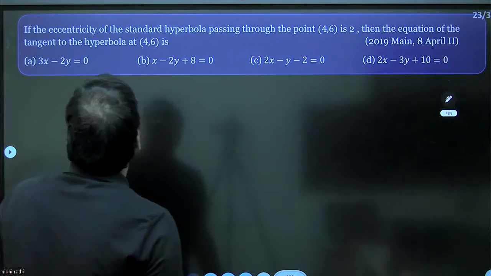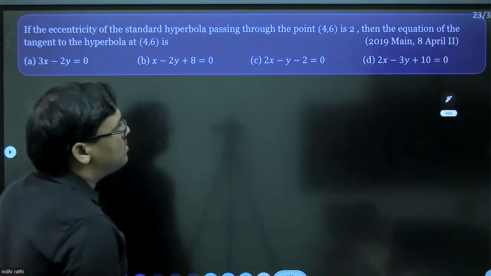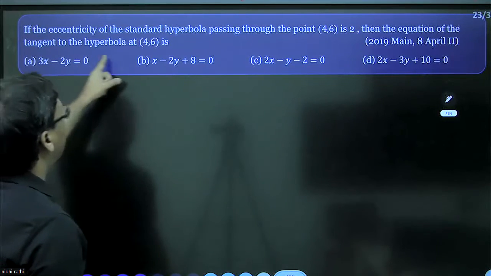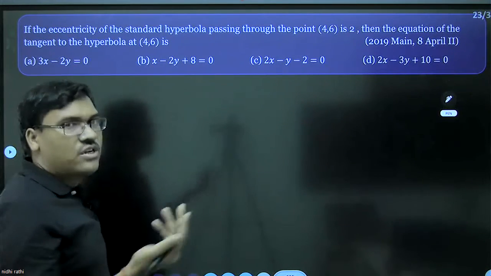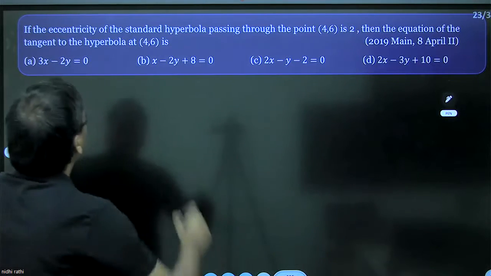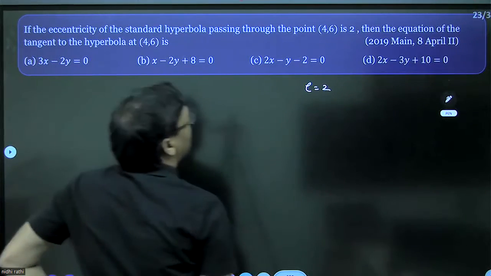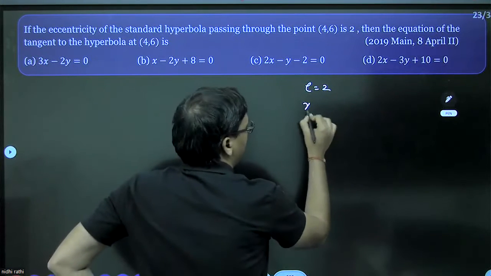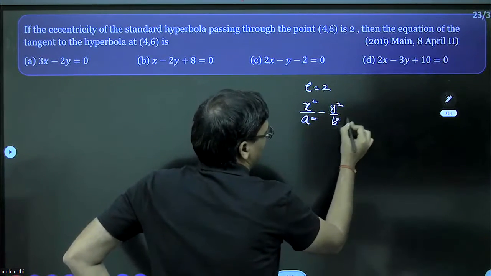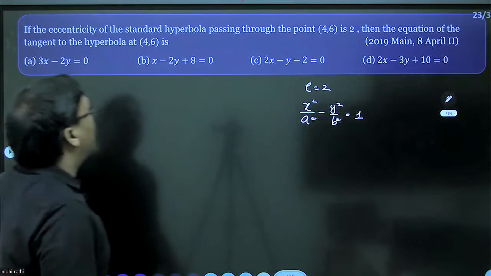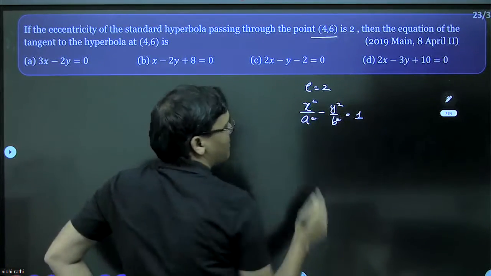Now the question is, if the eccentricity of the standard hyperbola passing through 4,6 is 2, then what is the equation of tangent to the hyperbola at 4,6? So the first thing is, what is the equation of hyperbola you have to find here, right? So eccentricity of hyperbola is given as 2. And we are talking about a standard hyperbola, which is x square upon a square minus y square upon b square is equal to 1. Now, this is passing through which point? 4 comma 6. So 4 comma 6 will satisfy this.